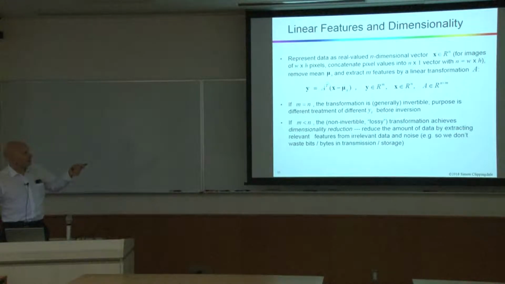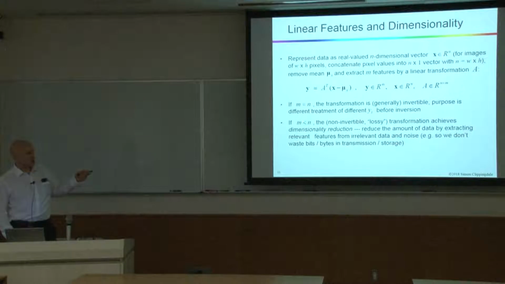So here's our transformation matrix. Output y, input x, subtract the mean, multiply by the transformation matrix, and away we go. If m equals n, that's to say if this transformation matrix is square, then generally the transformation is invertible, and you can recover the signal without loss, should you wish to.